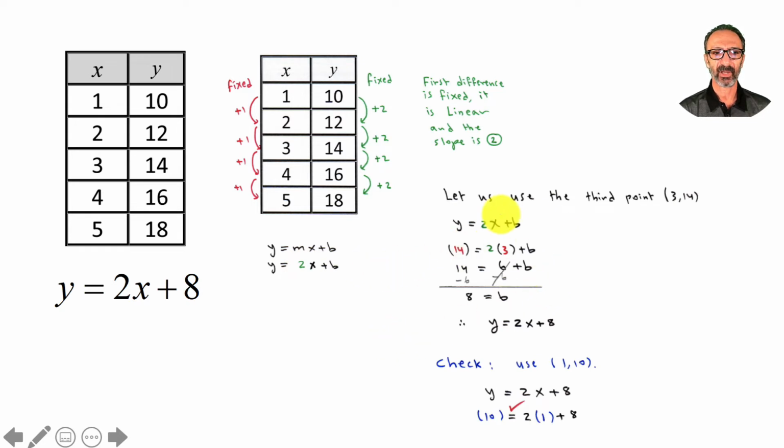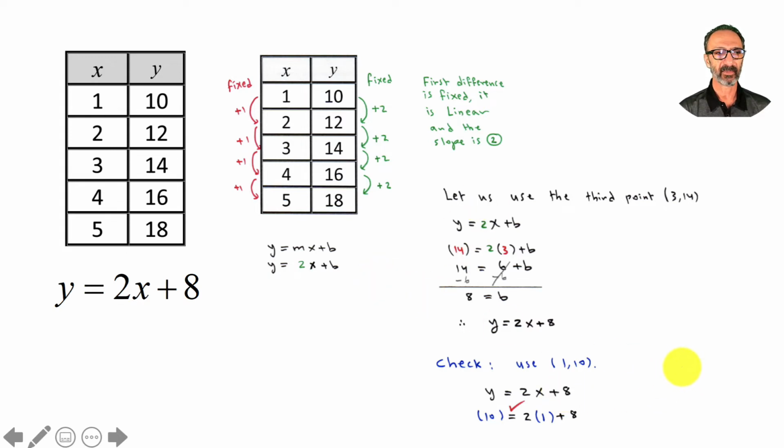we could use any point. I'm going to use 3, 14, this one here in the middle. Put 3 for x, put 14 for y. That's a 6. Subtract 6 from both sides to leave b alone. So b is 8. Now it's 2x plus 8, which verifies this. To check, let's take 1 and 10. Plug in 1 here. 2 times 1. Add 8 to it. Is it 10 as they claim? Yes. So sometimes it's worth to check your answer, especially if it's a test or a quiz. And this is how you do it.